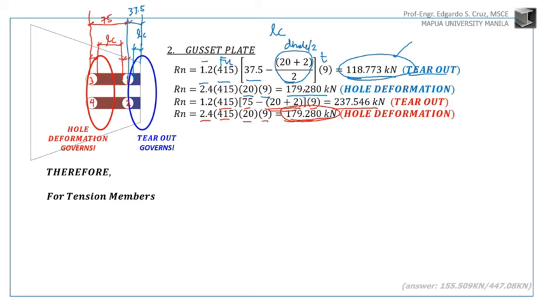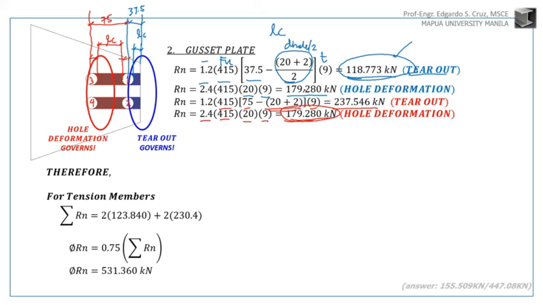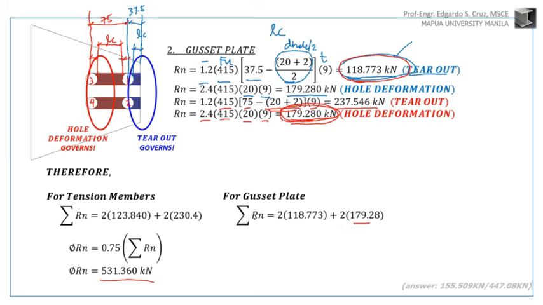So, again, ito yung ginawa ko kanina for tension member. So, I solved for the phi Rn. And pag kinalculate mo yung sagot kanina, 531 yung sa tension member. Likewise, kapag sa gusset plate naman, anong magiging design strength niya? Dalawang 118, this is for bolts 1 and 2, tsaka dalawang 179 para sa 3 and 4. So the total Rn would be that value. Then just multiply it with the 0.75 resistance factor, and that would give us the design strength of 447.